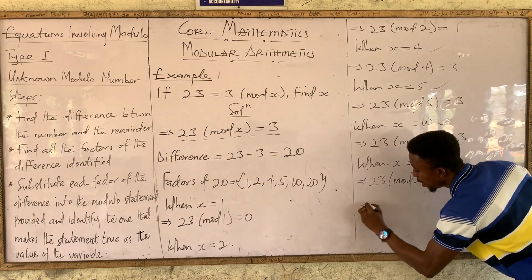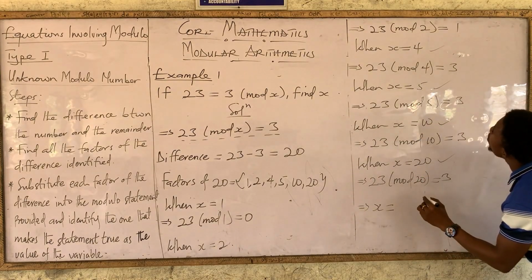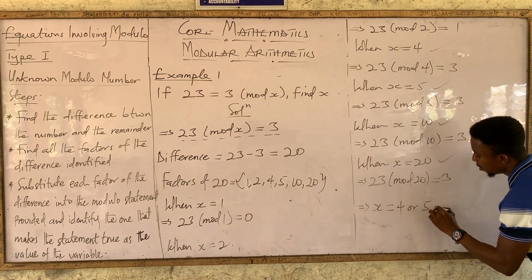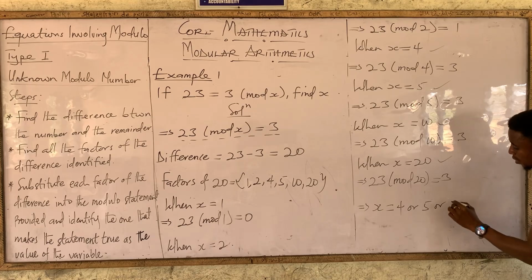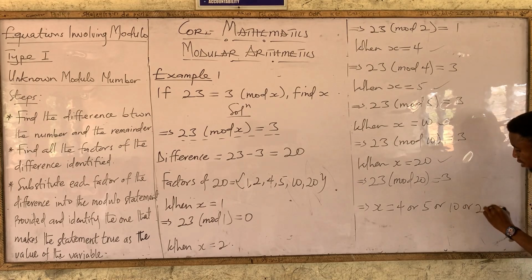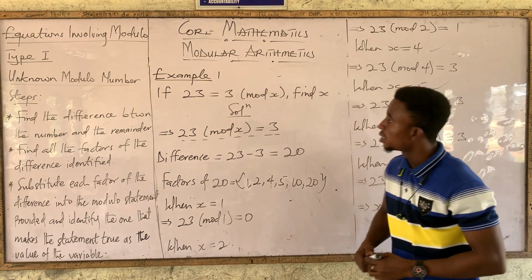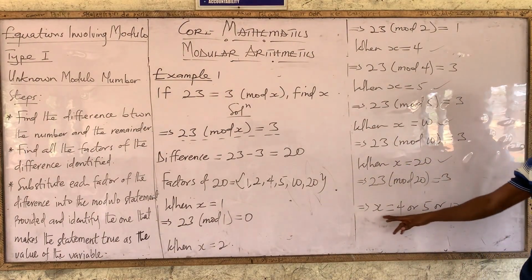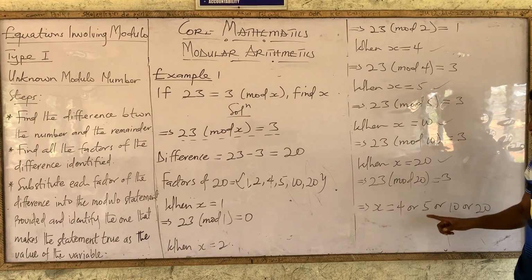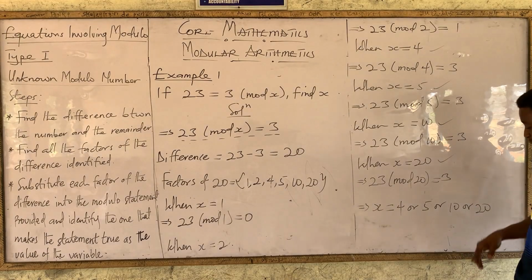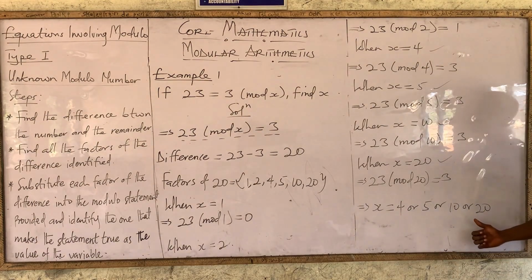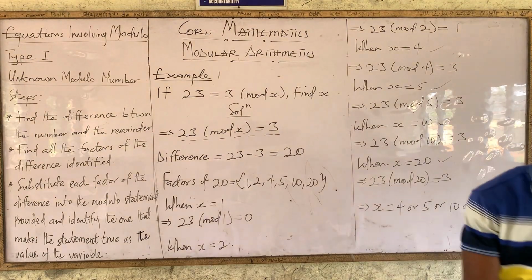So this implies that x is equal to 4 or 5 or 10 or 20. You can also say x is equal to 4 or x is equal to 5 or x is equal to 10 or x is equal to 20. And that is that.